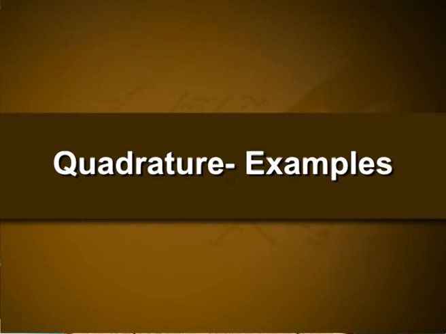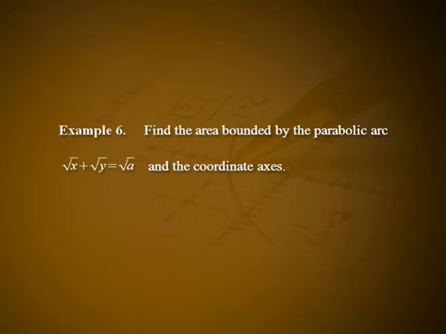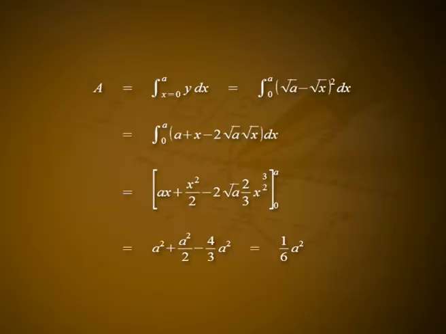Quadrature examples. Example 6. Find the area bounded by the parabolic arc root x + root y = root a and the coordinate axes. Solution. The given curve intersects the x-axis at (a, 0) and the y-axis at (0, a). So, area A = integral from x = 0 to a of y dx = integral from 0 to a of (root a - root x) whole square dx = integral from 0 to a of (a + x - 2 root a root x) dx = [ax + x square/2 - 2 root a (2/3) x^(3/2)] between the limits 0 and a = a square + a square/2 - 4/3 a square = 1/6 a square.